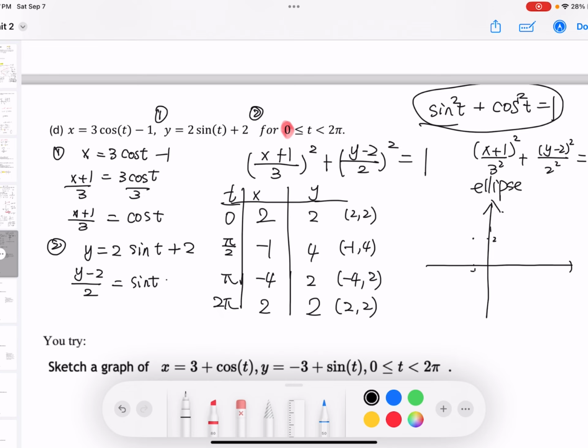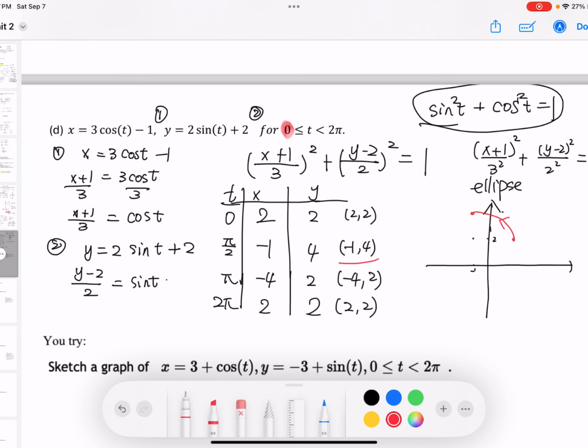And then second, let's find our first point. Our first point is 2, 2. So 2, 2 is here. And the second, let's find negative 1, positive 4. It's here. So connect them with a smooth curve, and you can tell this is the orientation.